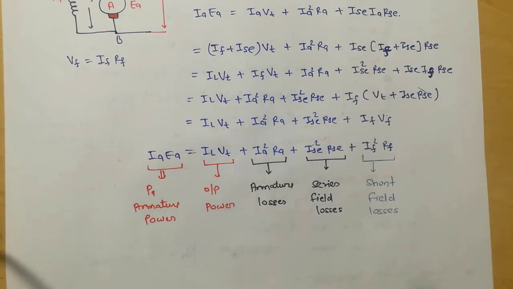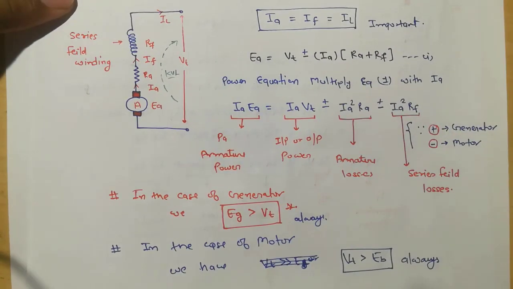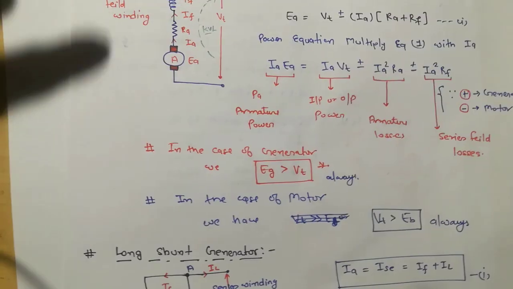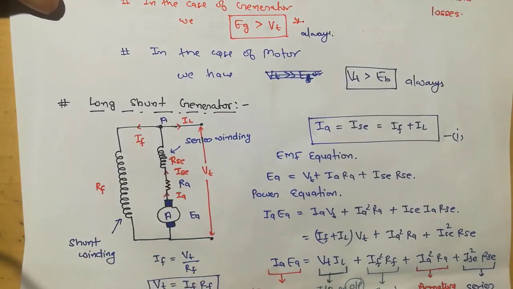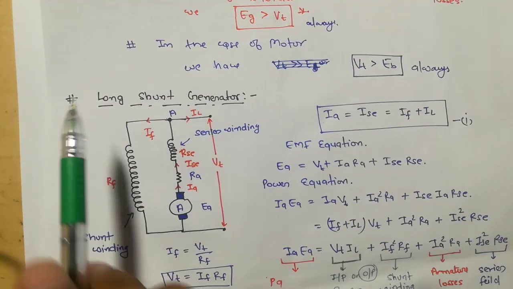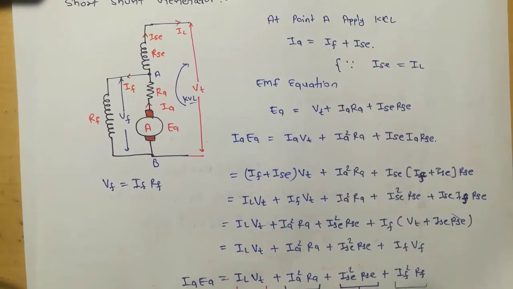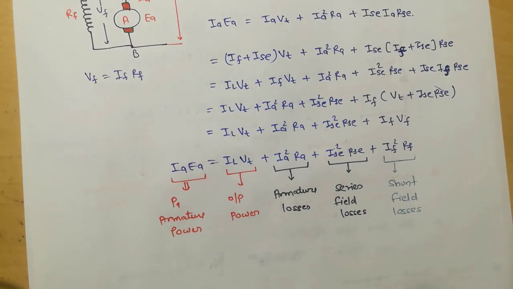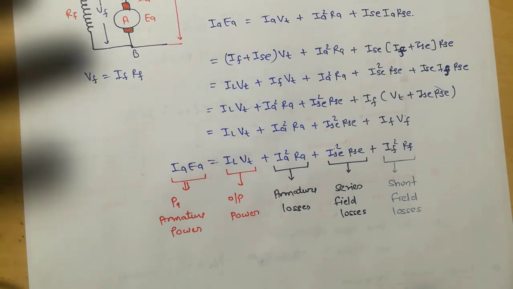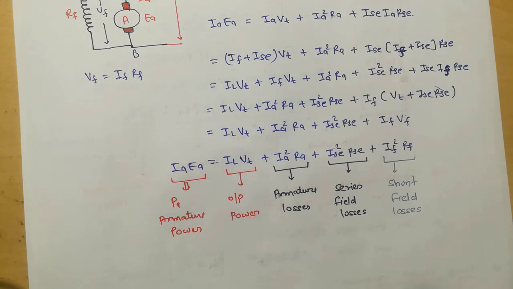So in this lecture we discussed the analysis of the DC series machine, the long shunt generator, and the compound machine, where we have two types of compound machine, the long shunt generator and the short shunt generator, with the equivalent diagrams. Okay guys, in the next lecture we will discuss the power balance equation of the DC machine and the condition of maximum power transfer with some numericals. So we will meet in the next lecture.